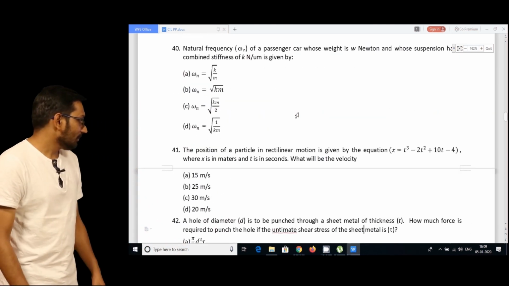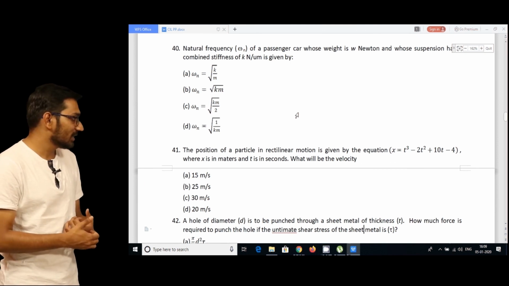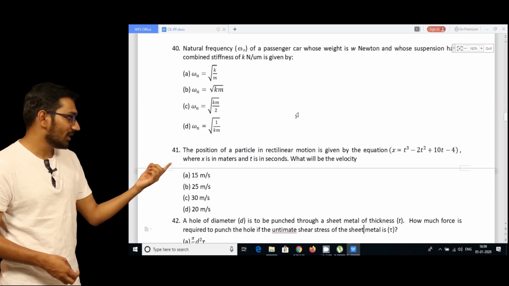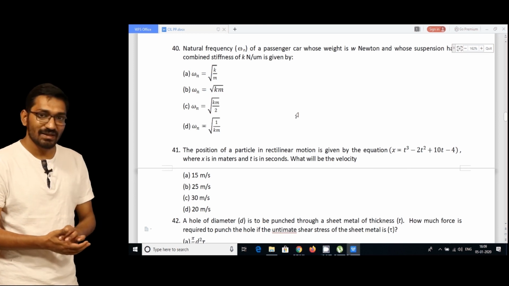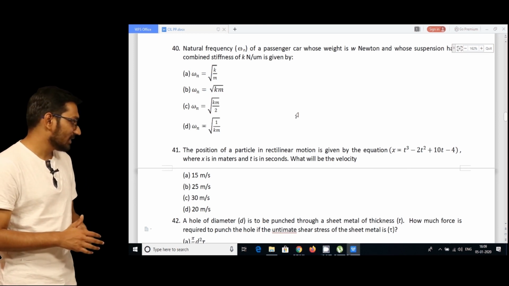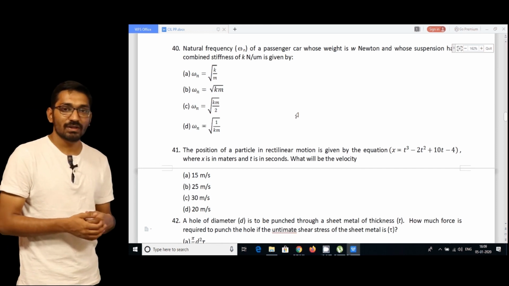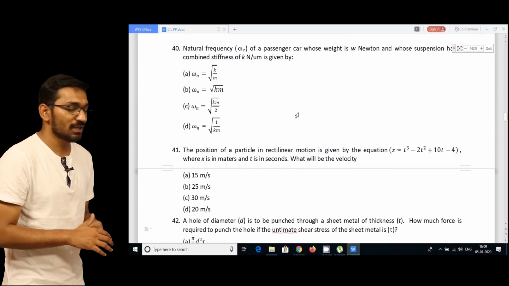Next is the position of a particle in rectilinear motion given by the equation x is equal to t cube minus 2t square plus 10t minus 4, where x is in meters and t is in seconds. So what will be the velocity? You know what is the velocity? Velocity is dx by dt, differentiation of displacement with respect to time.